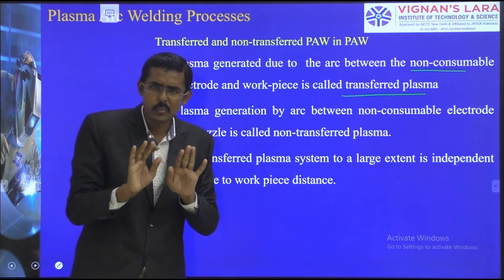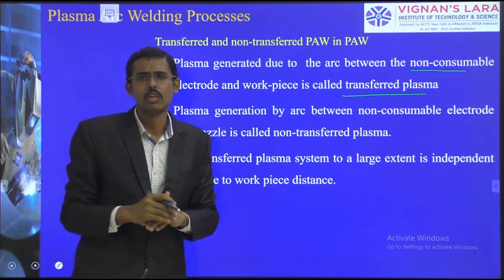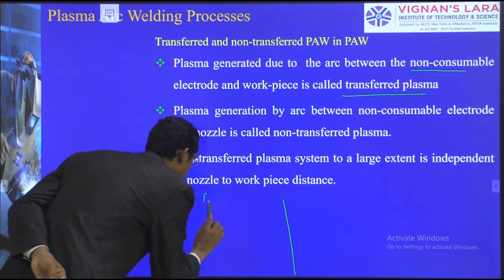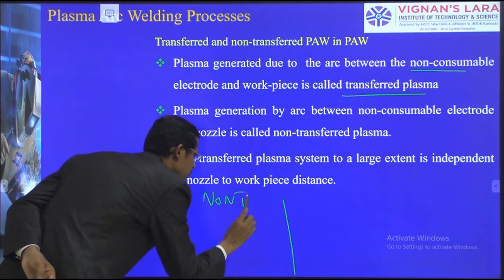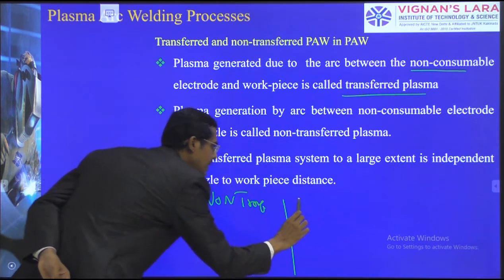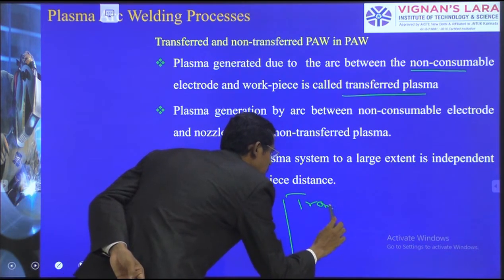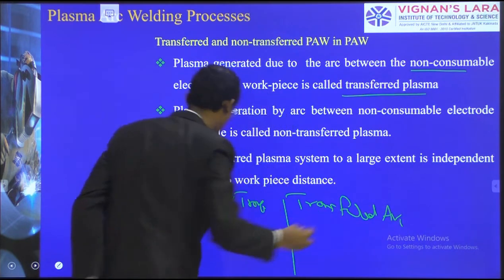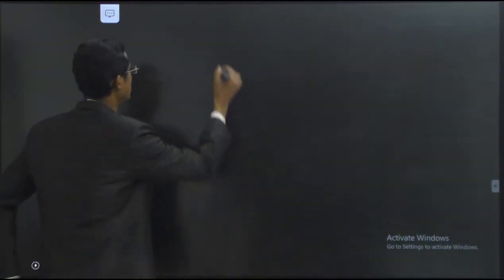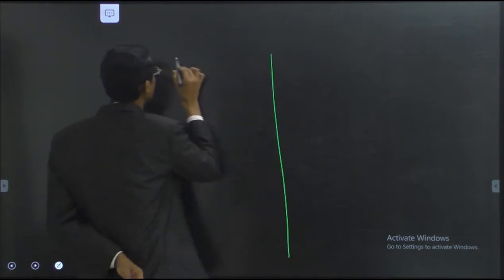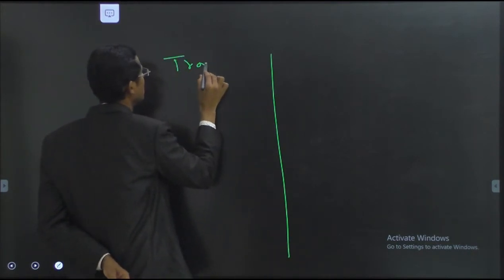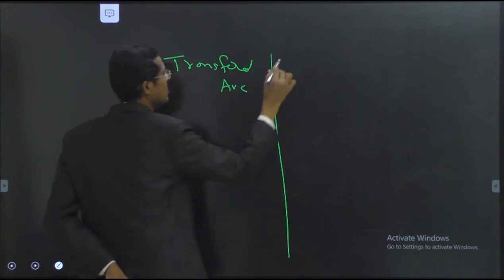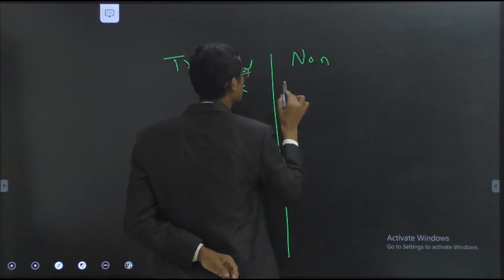Now I am coming to the classification of plasma arcs. Usually the polarity is direct current electrode negative, but I am dividing them into two categories: non-transferred arc and transferred arc. What are these two? You see, I am dividing them likewise: transferred arc, non-transferred arc.